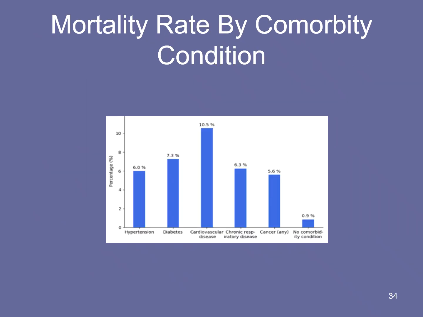Mortality by condition, so really by comorbidity. If a patient had things like hypertension, they might have 6%. If they had things like cardiovascular disease, then it increased to 10.5% mortality. So comorbidities matter is really the main theme of this slide.